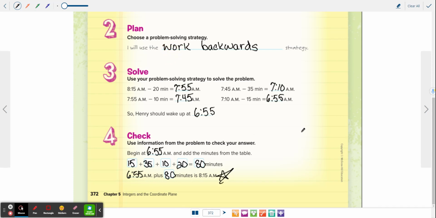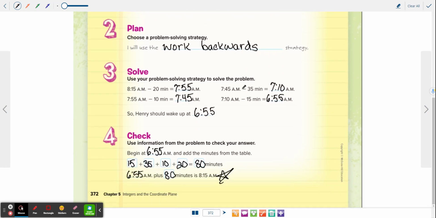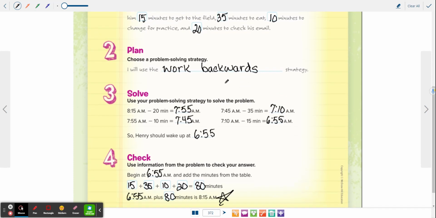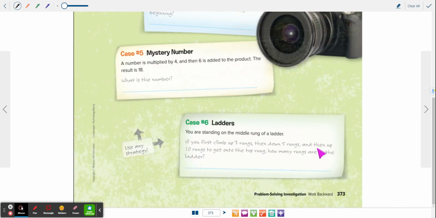So we know he needs to get up at 6:55, or he needs to get quicker at eating breakfast and checking email. Maybe he can check email after he gets back. I don't know. But then again, maybe he needs to check it about the game. I don't know. So he just takes a long time to eat and check email, doesn't he? Needs to learn to do both at the same time, then he could sleep in a little bit more, maybe, huh?